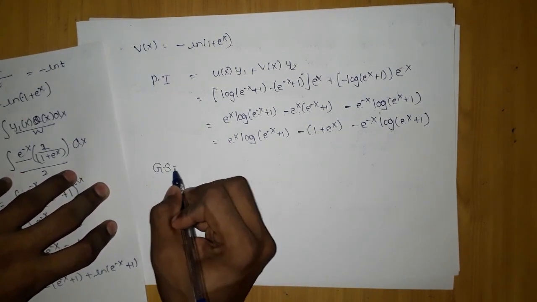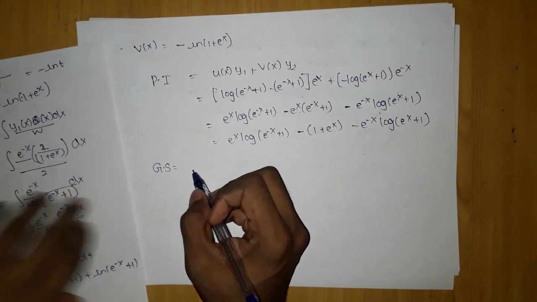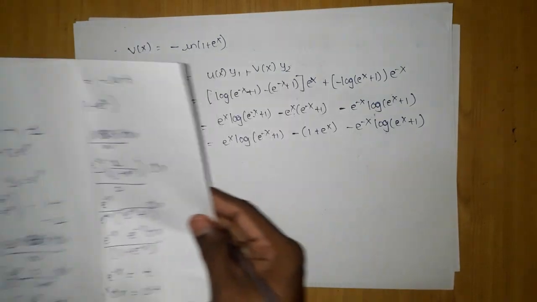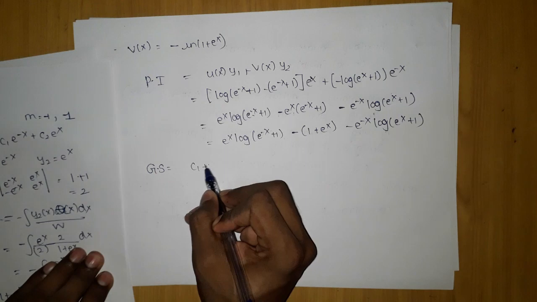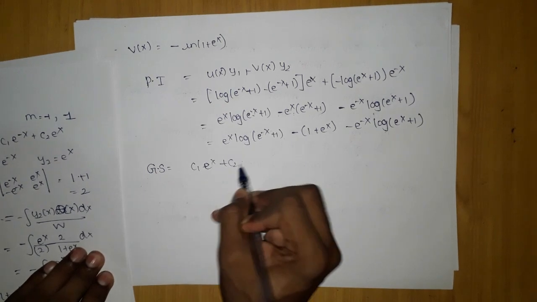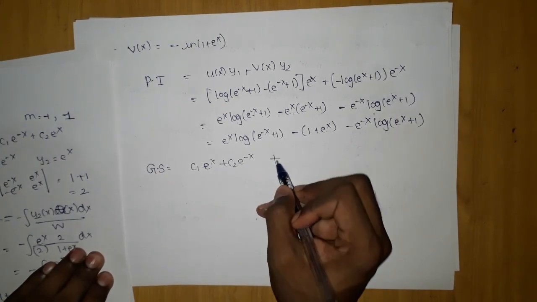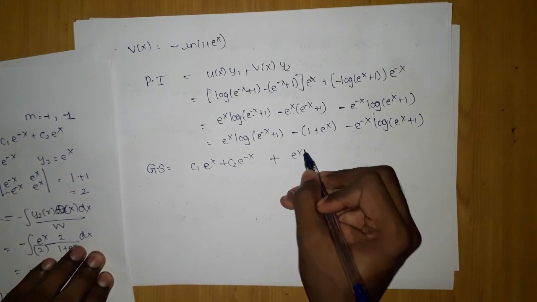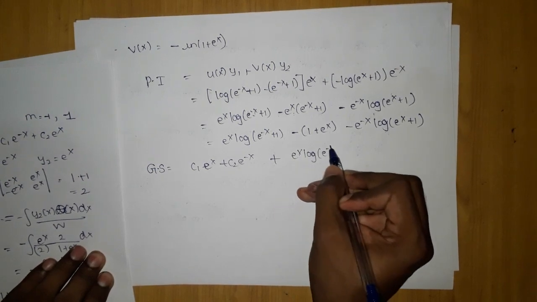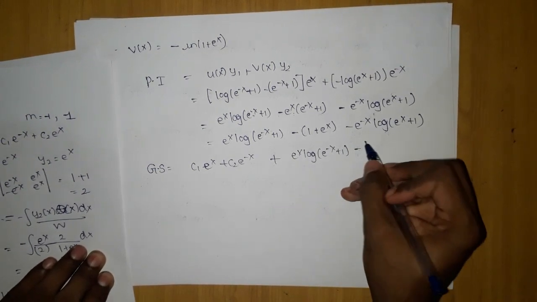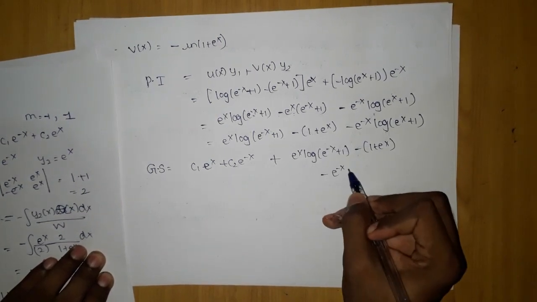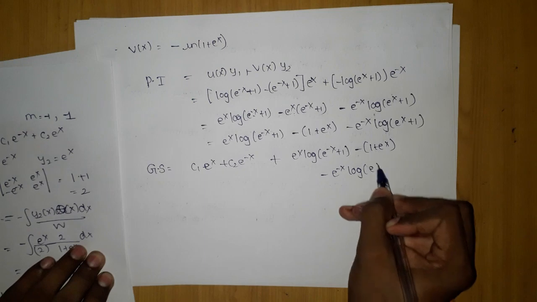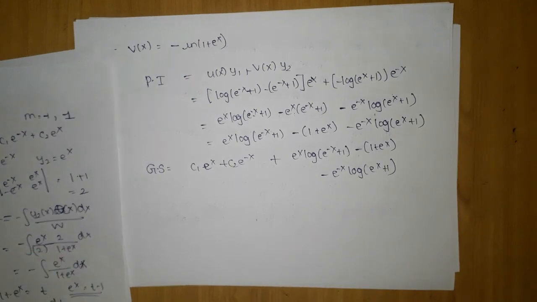Now you can get the general solution, which will be a combination of complementary function plus particular integral. So for this case, c1 e to the power x plus c2 e to the power minus x plus the particular integral, e to the power x log e to the power minus x plus 1 minus 1 plus e to the power x minus e to the power minus x log e to the power x plus 1. So this is our answer.